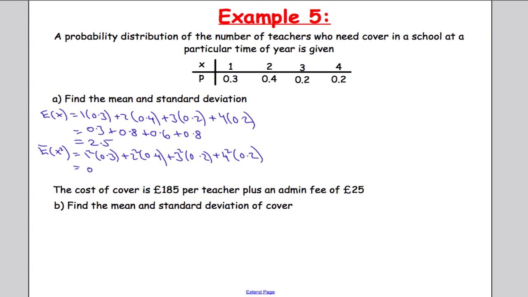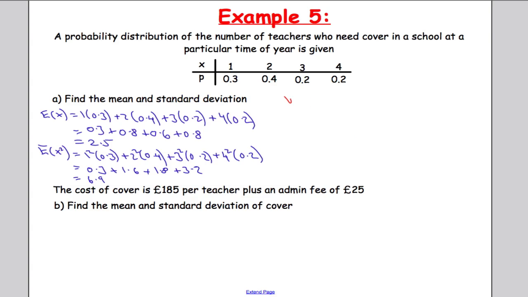Okay, so that will be 0.3. 2 squared is 4. 4 times 0.4 is 1.6. 3 squared is 9. 9 times 0.2 is 1.8. 4 squared is 16. 16 times 0.2 will be 3.2. Okay, let's add these all together now. 0.3, 1.9, 2.9, 3.7, 6.7, 6.9. Okay, so now I've got the expected value of x and the expected value of x squared.